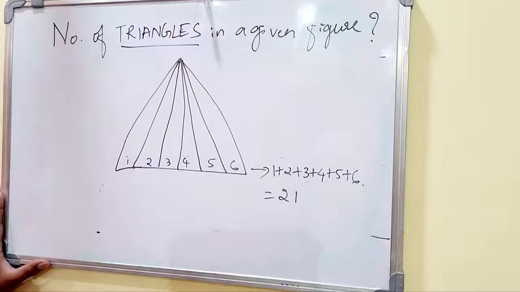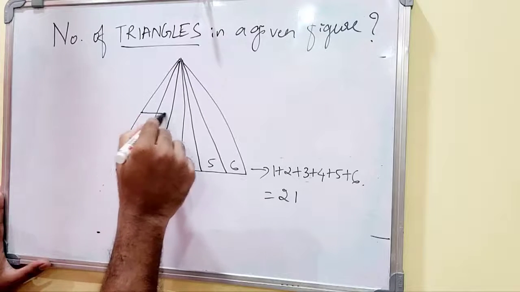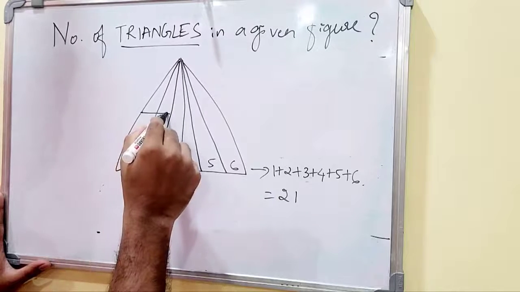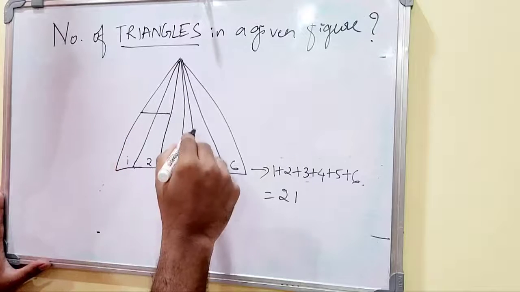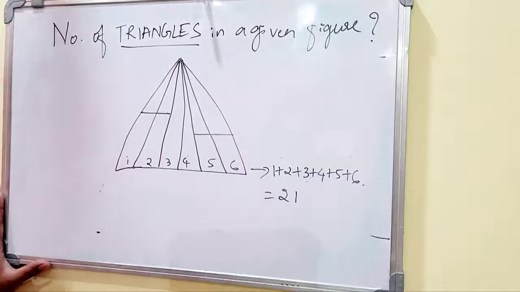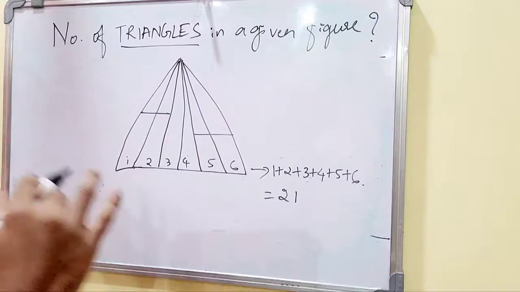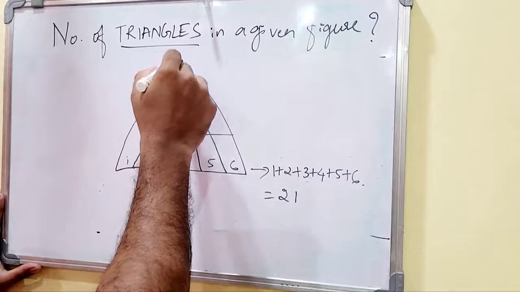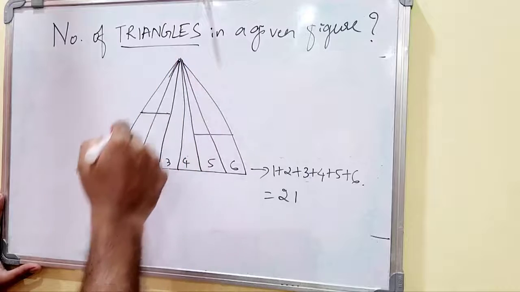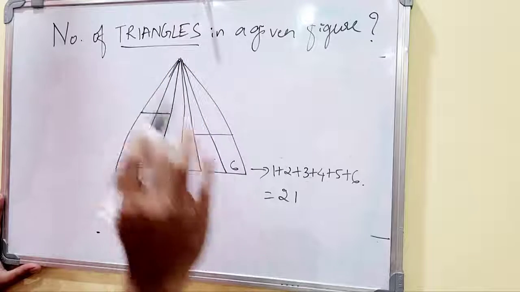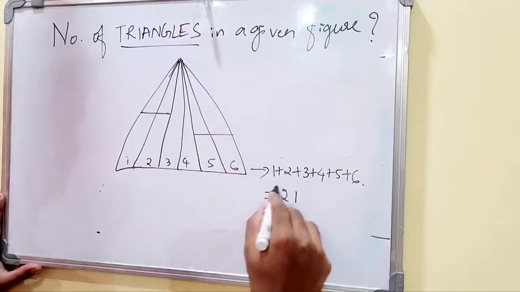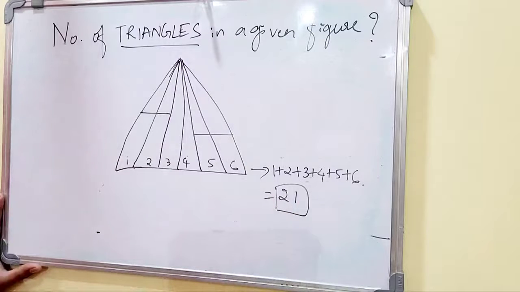If the question is of this kind, here one triangle is there, here one line, here one line. So what you need to do? You have to take them individually. So how many triangles are there in this whole figure? First you have to calculate that. That is step 1. And you have got the answer 21.